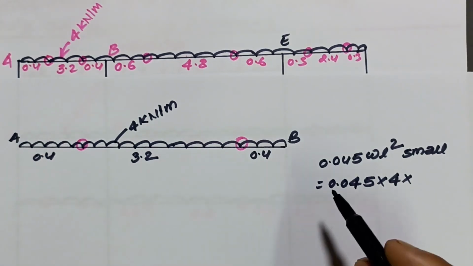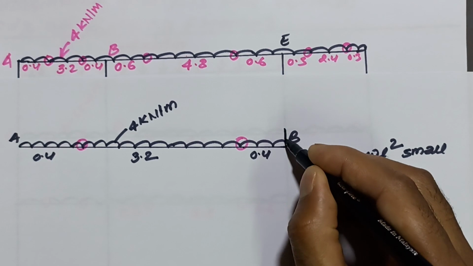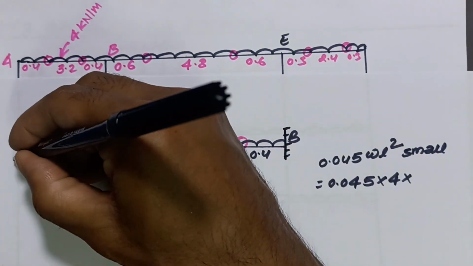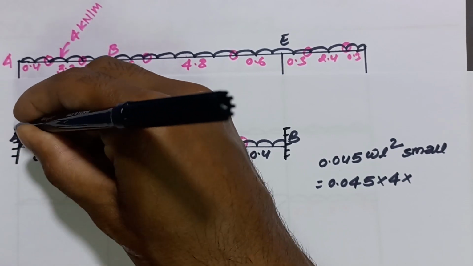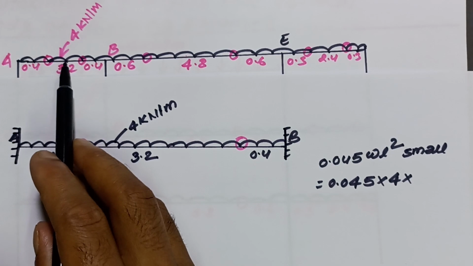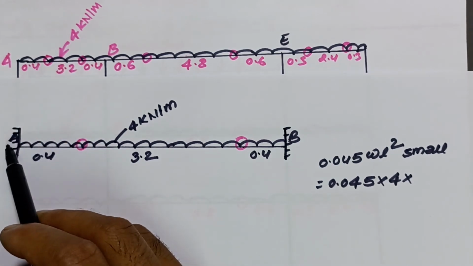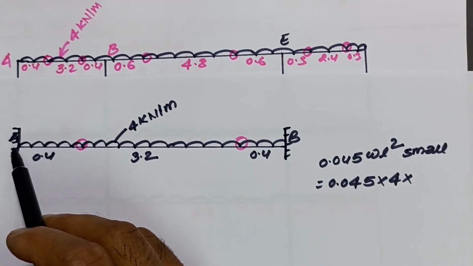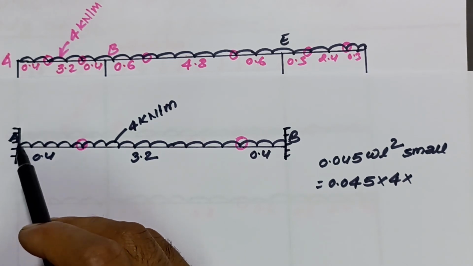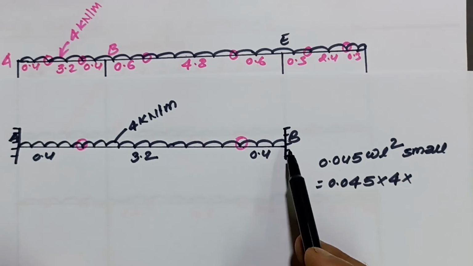Okay, because this support is fixed support, this one is also fixed support. That means the girder is rigidly connected with the column. That's why this one is fixed. If there is fixed support, moment will occur. We have to calculate the moment at A and moment at B.